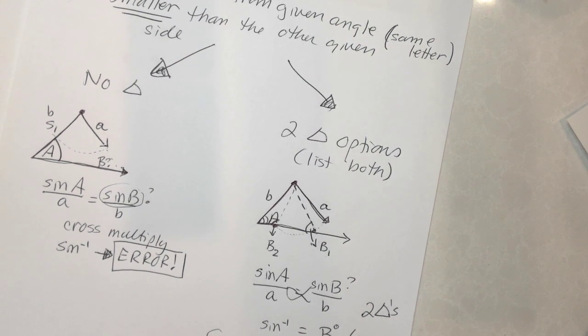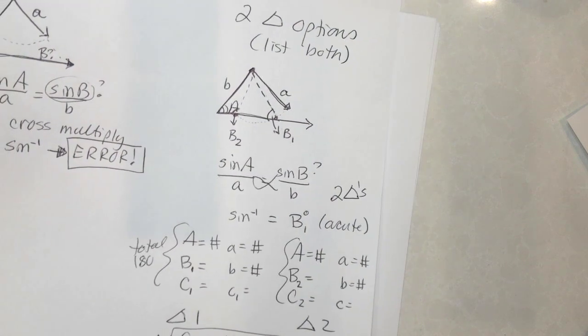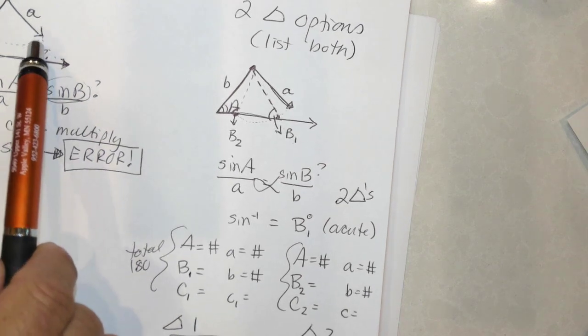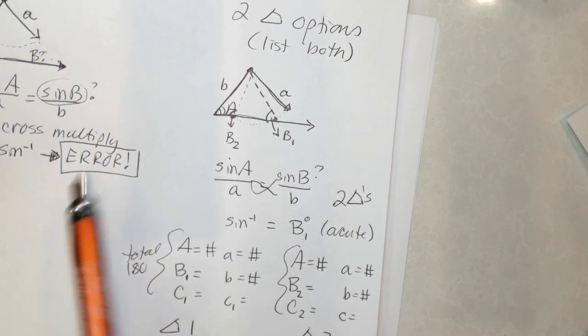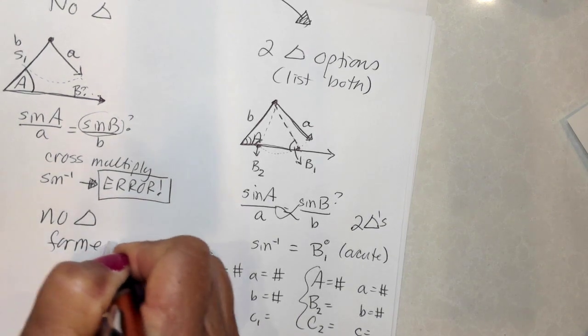Well, you don't really do anything differently. You just start solving, and then you have it in your brain that if I get an error, that means that little piece was too little and a triangle is not formed. So I would say there is no triangle formed.